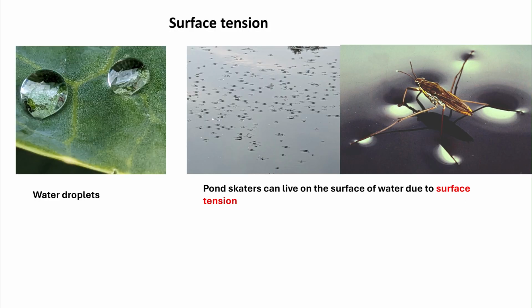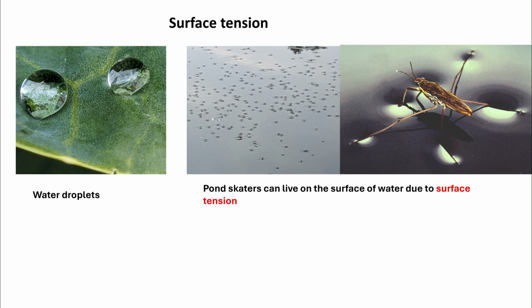But it's important to note that there's also some other things about, for example, water and its properties. So the cohesive property of water means that it has a surface tension. So you saw the water droplet before. Well, that water droplet is important for the carrying of pathogens, for example, when we look at communicable diseases. Also, pond skaters can actually live on the surface of water due to the surface tension.